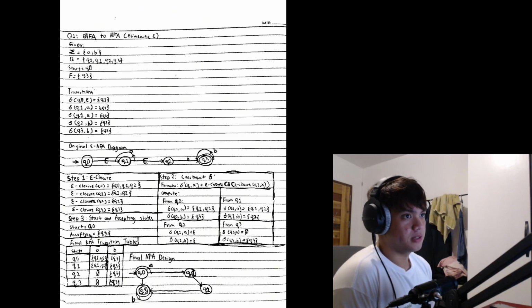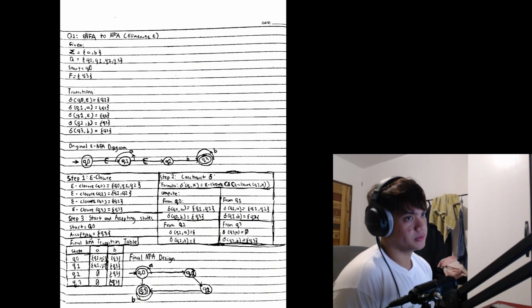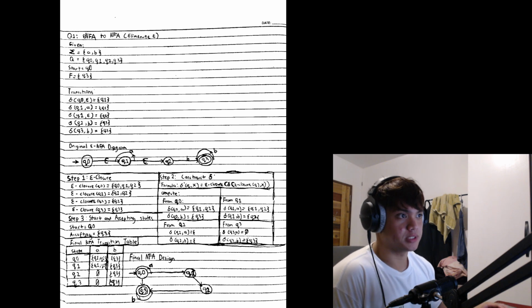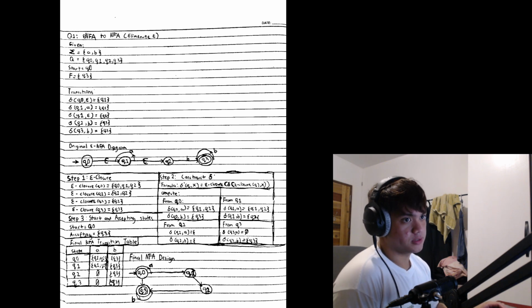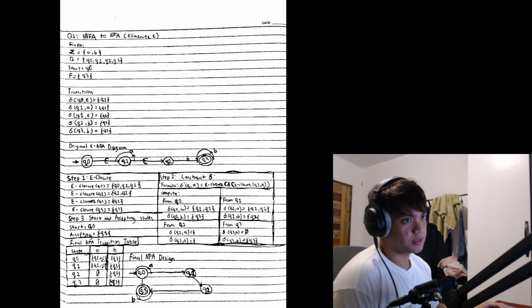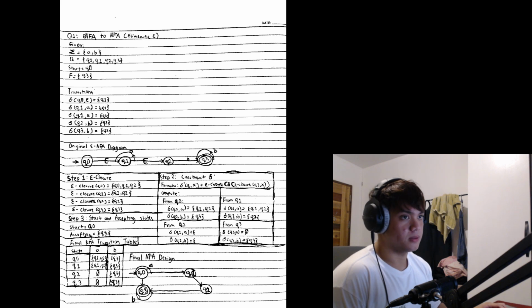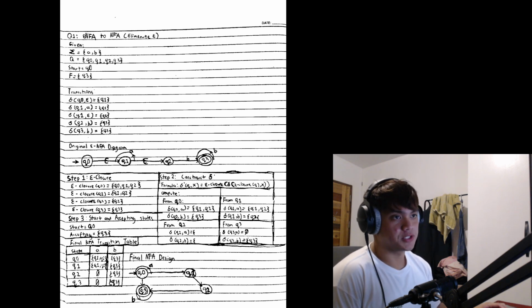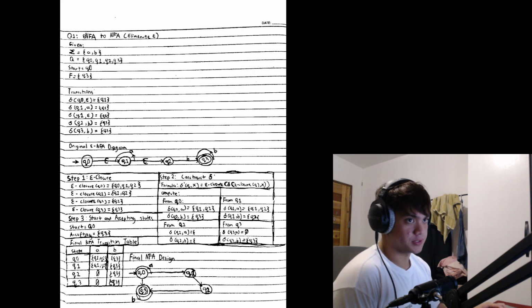Hi, I'm Matt, and in this video, I'll explain the solutions to the automatic conversion problems. First, I'll eliminate epsilon transitions from an epsilon NFA to create a regular NFA. Then I'll use subset construction to convert an epsilon NFA into a DFA. Let's begin. Question 1 asks us to eliminate epsilon transitions.